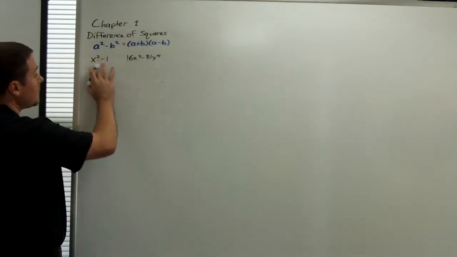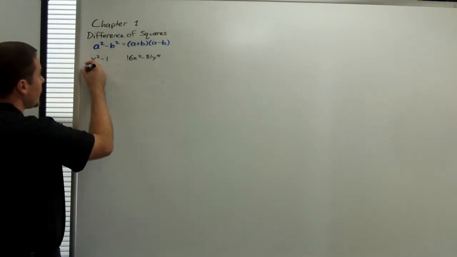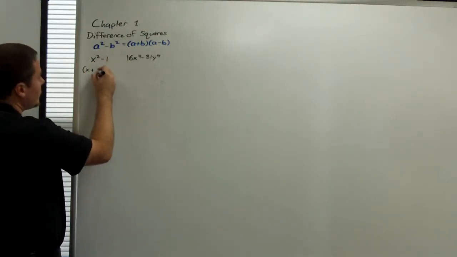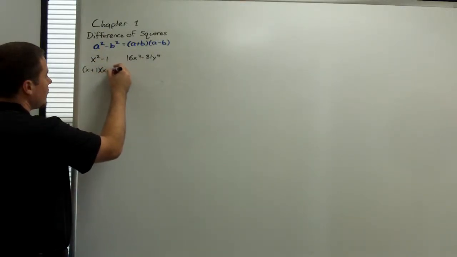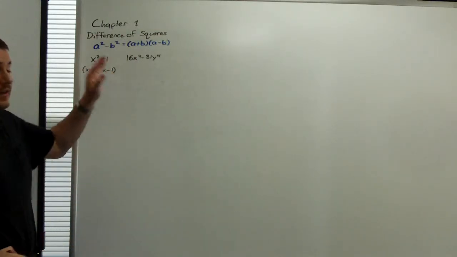So for this problem, which is essentially the simplest difference of squares that we can get, we're going to have the square root of x squared, which is x, plus the square root of 1, which is 1, and the square root of x, which is x, minus the square root of 1, which is 1. That's completely factored. It can get a little trickier.